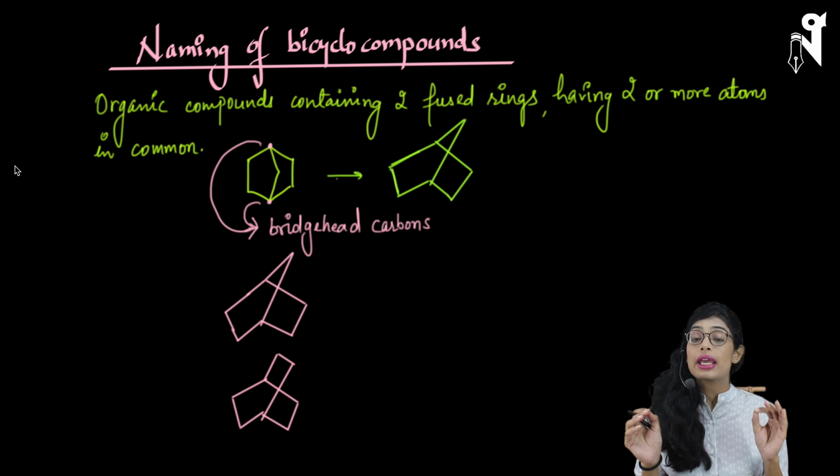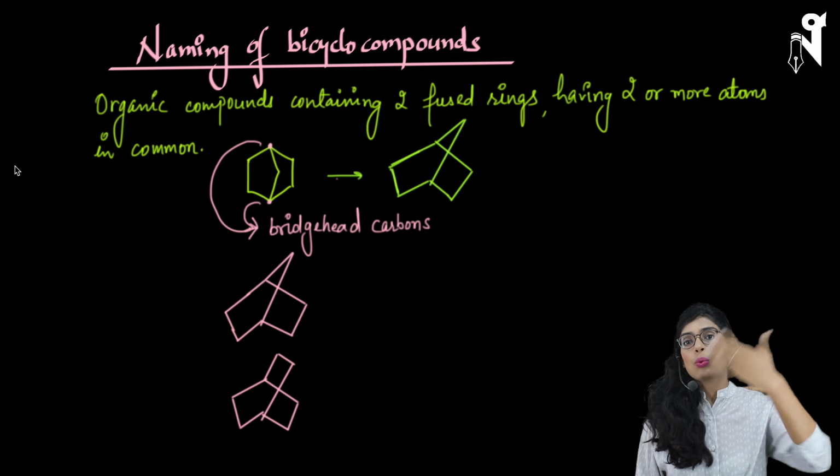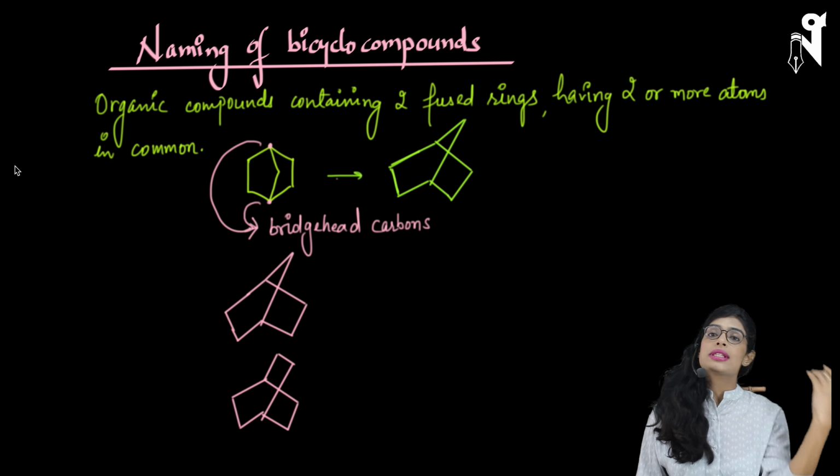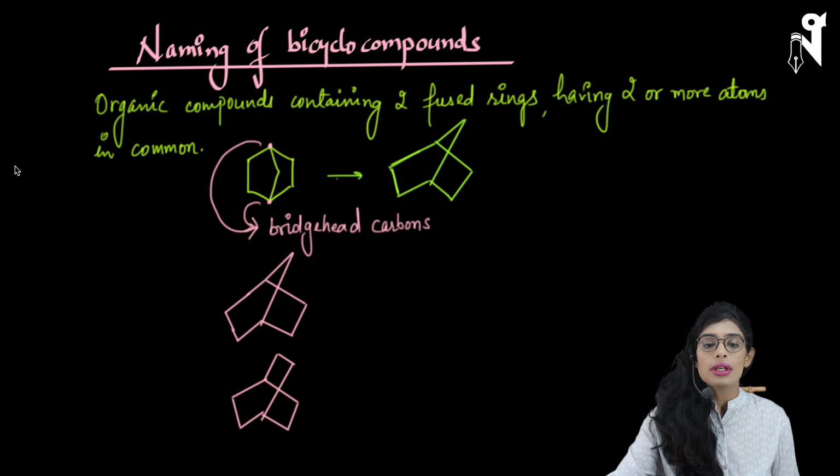Minimum. Again, I'm telling you, it is minimum. Maximum can be any number of carbons in that wall which is shared by one cyclic ring and another cyclic ring; those are going to be the common carbons. Okay, for example, let me just show you.